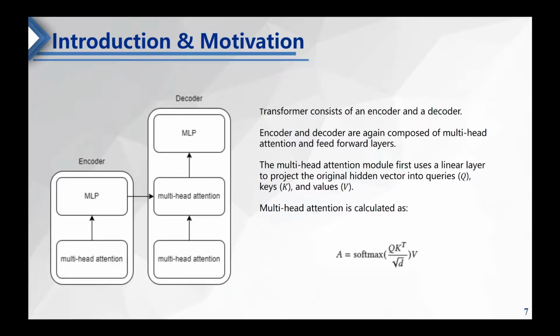Multi-head attention is calculated as this function. It is the query multiplied by the transposed key matrix and divided by the root of the query's matrix dimension. After applying a softmax activation function, multiply by the value matrix.